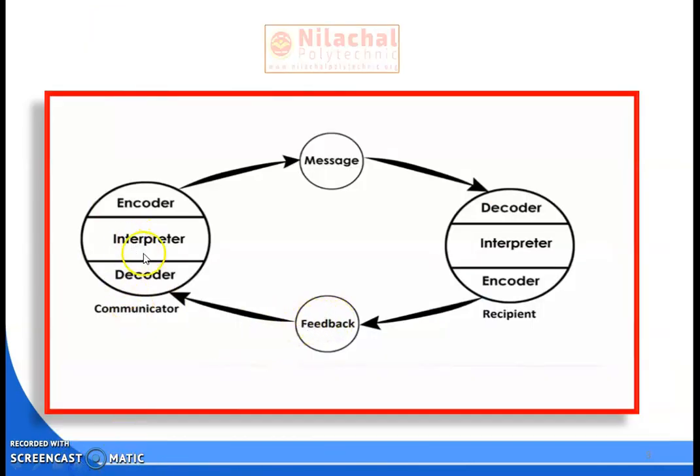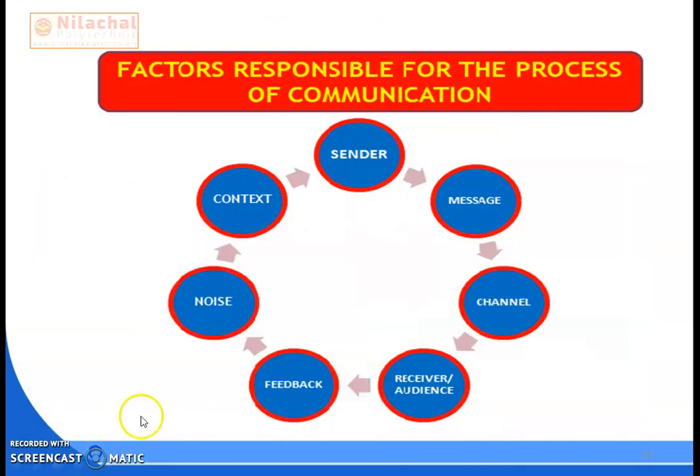Here is the diagram. Here the source is encoding his ideas and sending the message. Here the decoder, whoever is the receiver, is receiving and decoding, then interprets, then becomes the encoder of the answer, the feedback, and sends it to the source. Here the source becomes the decoder of the feedback. This is what is called the reversal of roles.